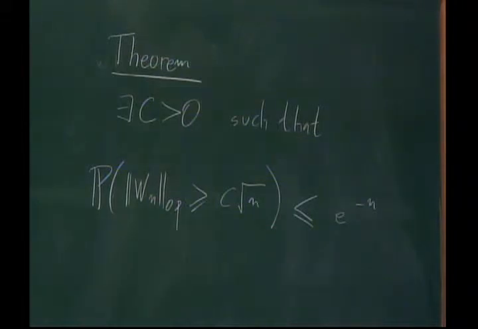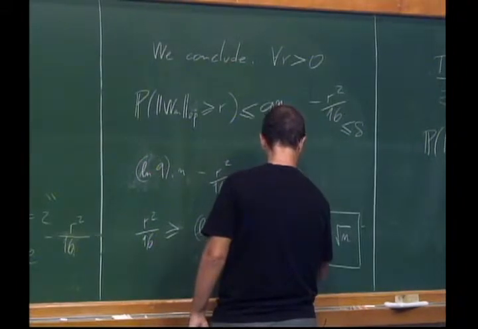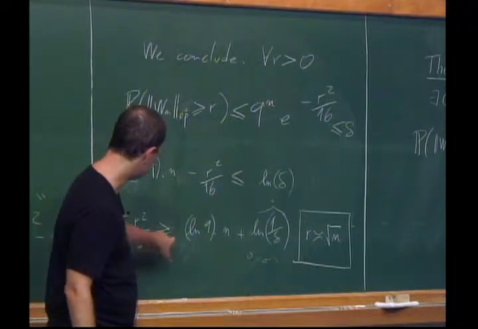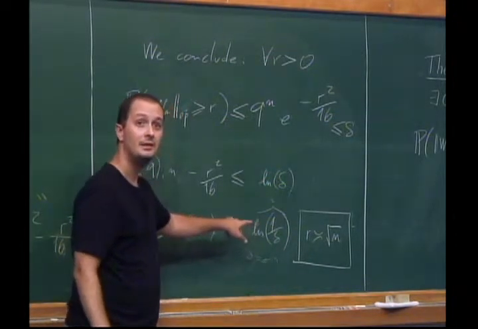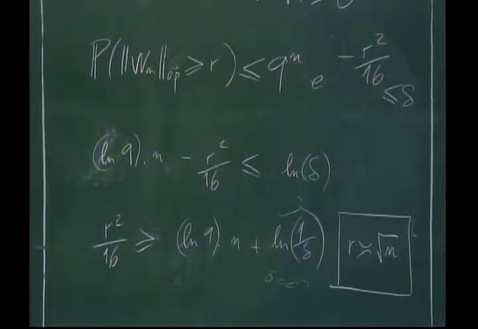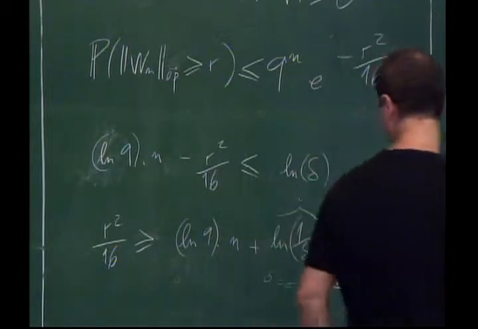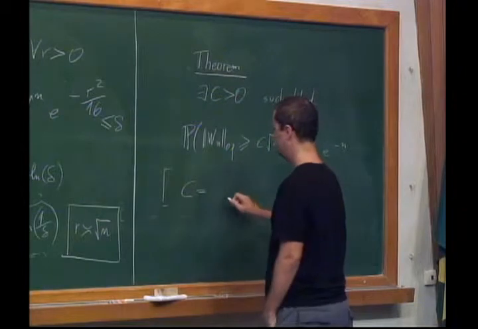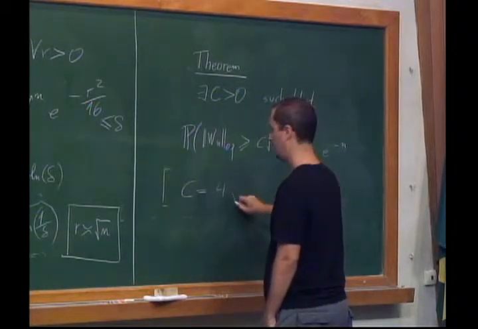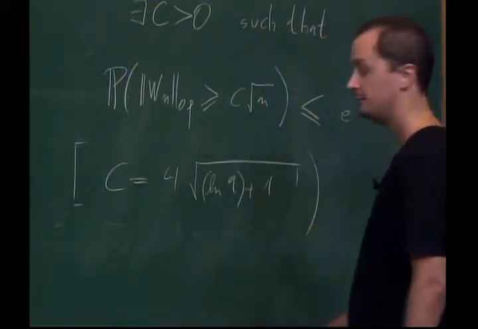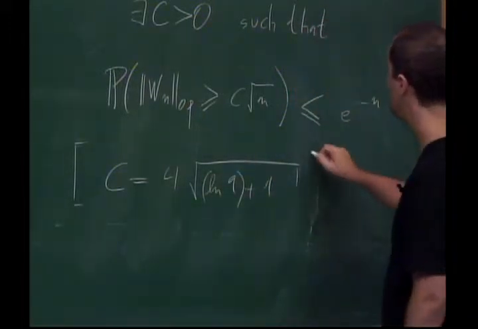And what's this constant? Well, you have to figure it out from here. You want delta to be e to the minus n, so this is going to be n. So the constant is something like, well, there's 16 times log of 9 plus 1, and then you take the square root of that. Okay, so if I'm not mistaken, I think this should be 4 times log of 9 plus 1. But the main point is that this constant here doesn't depend on n.